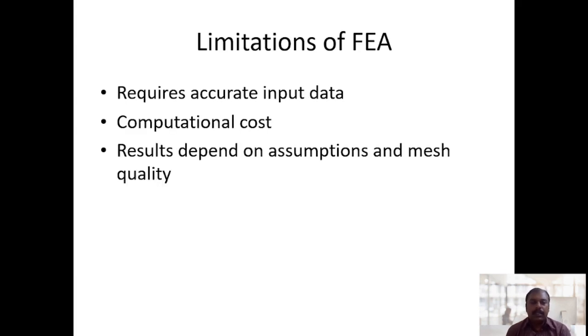Likewise, there are some limitations of finite element analysis. It requires accurate input data. Input data must be very keen and very accurate for solving the problem, and it has a computational cost. The results depend on assumptions and mesh quality. There are some assumptions given for the analysis, and the mesh must be good in quality. That also makes a difference. These are the limitations of finite element analysis.